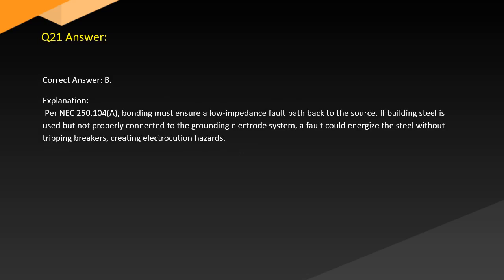Answer. Correct answer: B. Explanation: Per NEC 250.104(A), bonding must ensure a low impedance fault path back to the source. If building steel is used but not properly connected to the grounding electrode system, a fault can energize the steel without tripping breakers, creating electrocution hazards.